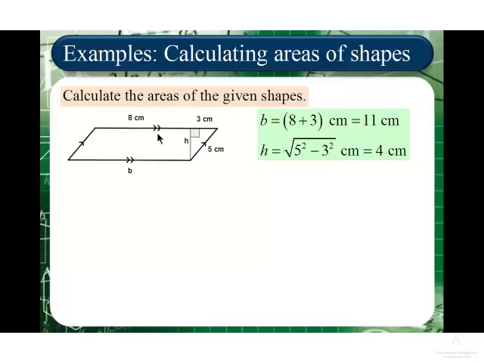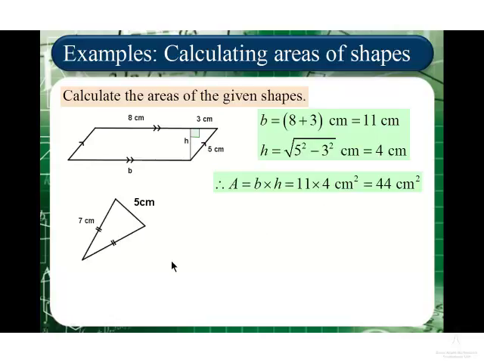So we know that the distance between the parallel sides, in this case indicated by h, is 4 centimeters, and the side length itself is 11 centimeters. So we can calculate the area as b times h in this case, which gives us 44 square centimeters, or centimeters squared for that matter. So that's the first example, where we apply the theorem of Pythagoras to find the distance between the two parallel sides of a given parallelogram, of which we have to calculate the area.